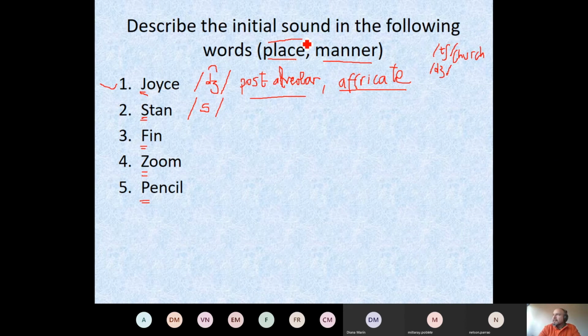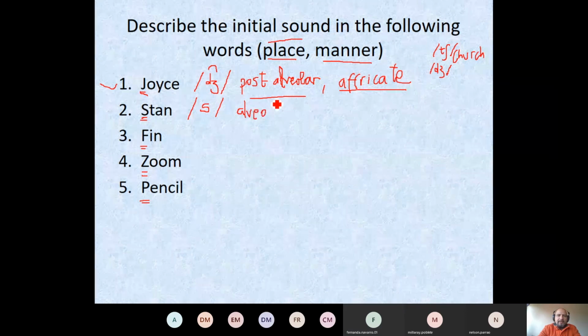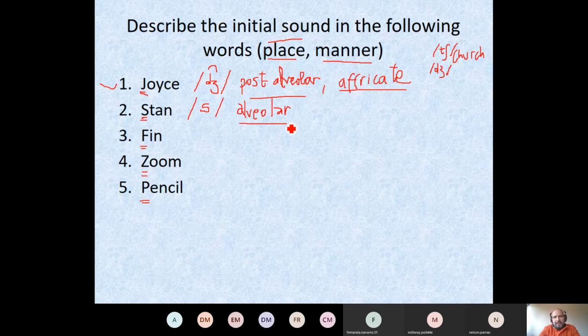In the alveolar ridge. Exactly, in the alveolar ridge. Wonderful. So because it's in the alveolar ridge, this sound is called alveolar, right? It's an alveolar sound in terms of place of articulation. Good. So it's an alveolar sound. Now, in terms of manner, what happens to the airflow?